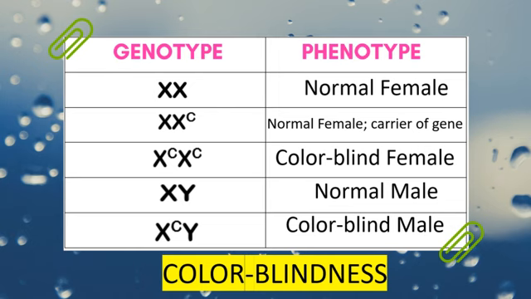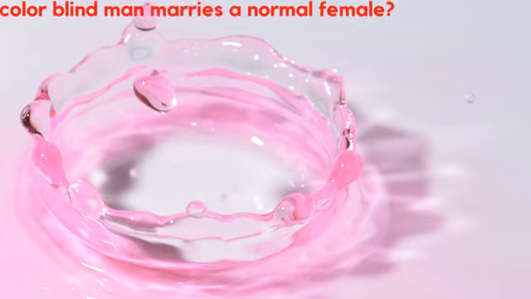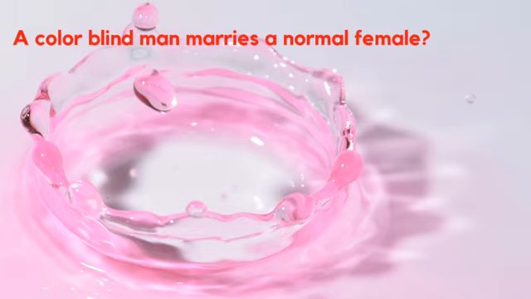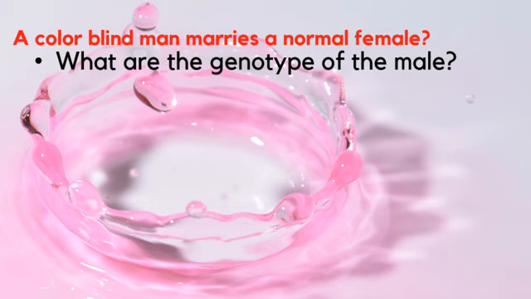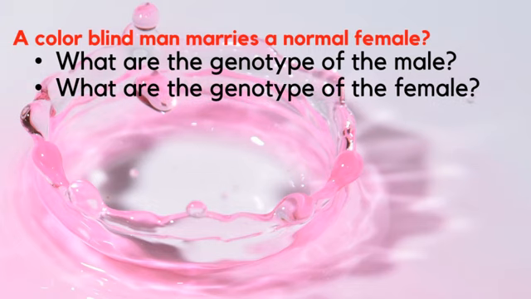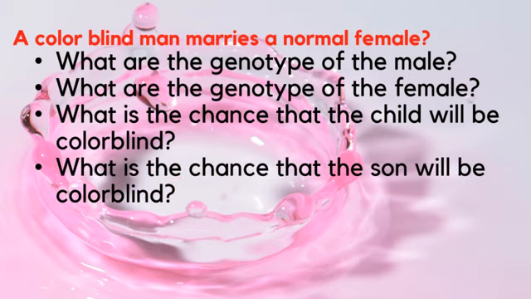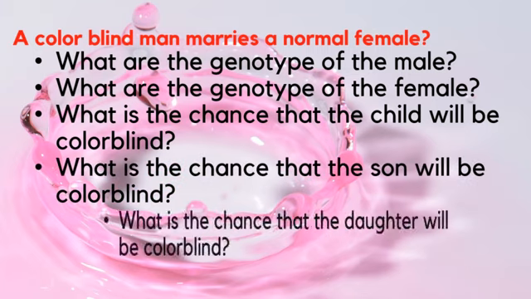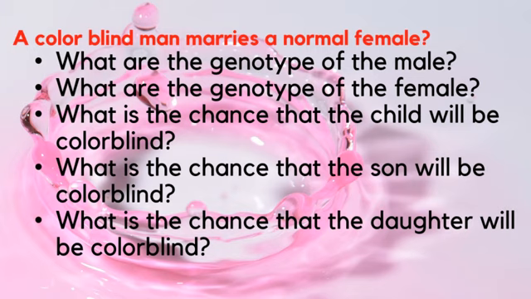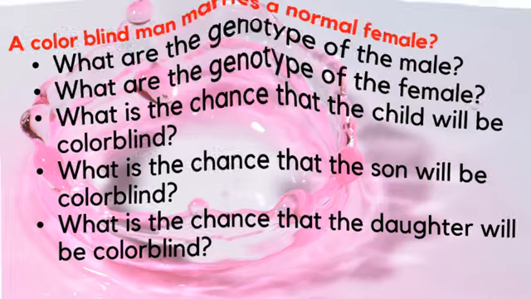So let's start. For our problem 1, a colorblind man marries a normal female. What is the genotype of the male? What is the genotype of the female? What is the chance that the child will be colorblind? What is the chance that the son will be colorblind? And what is the chance that the daughter will be colorblind? So there are 5 questions to answer. Let us try to solve that using a Punnett square.